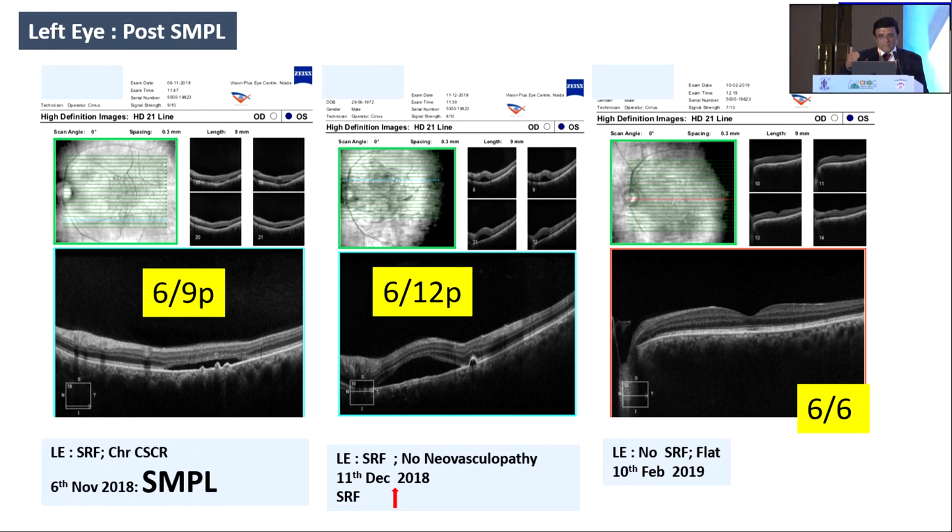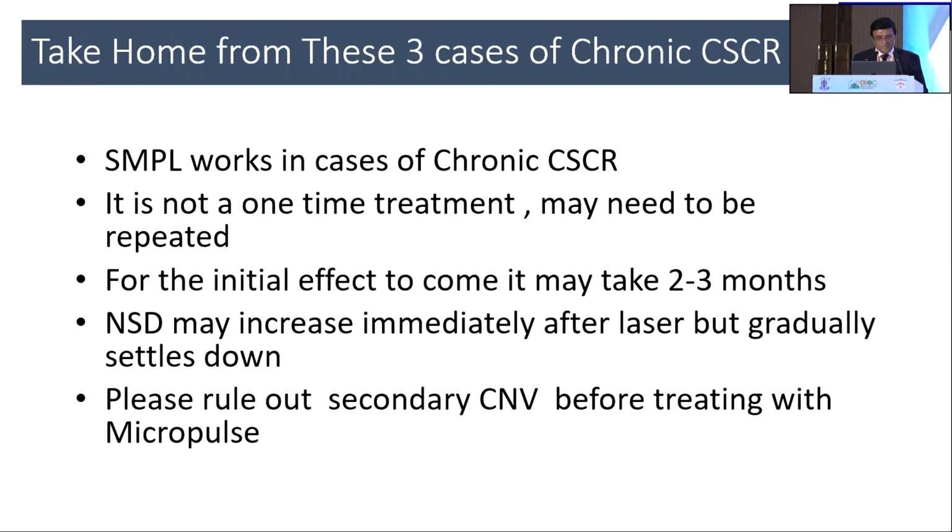So there have been varying periods in these cases, but eventually in about 6 to 8 weeks, this flattens off. So we do not repeat treatment for about 2 to 3 months, and the patients did well. So the take-home message from these cases: I now have a large series of patients showing that SMP works in cases of chronic CSR. We've had a success rate of almost 96%.